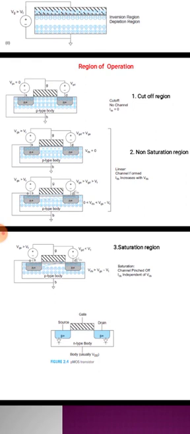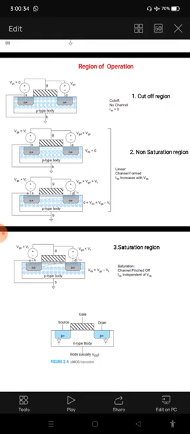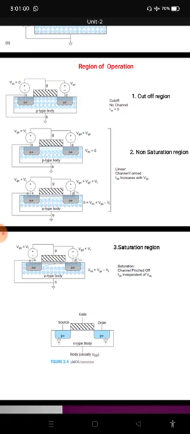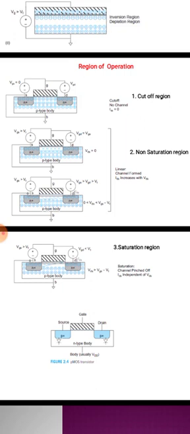The channel is already established, but there is no electric field developed in that region to move the electrons from source to drain region. If electrons move from source to drain, then the current starts flowing from drain to source. This is called the IDS current. But here there is no electric field. As there is no electric field, the MOSFET is still in off state. It is called the cutoff region. The MOSFET is in off state, cutoff region.